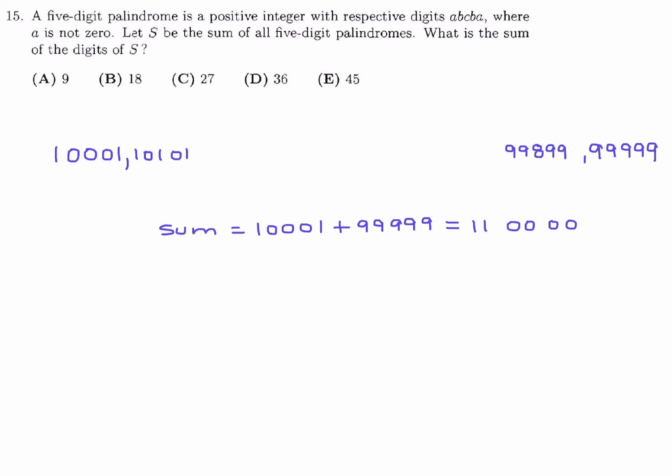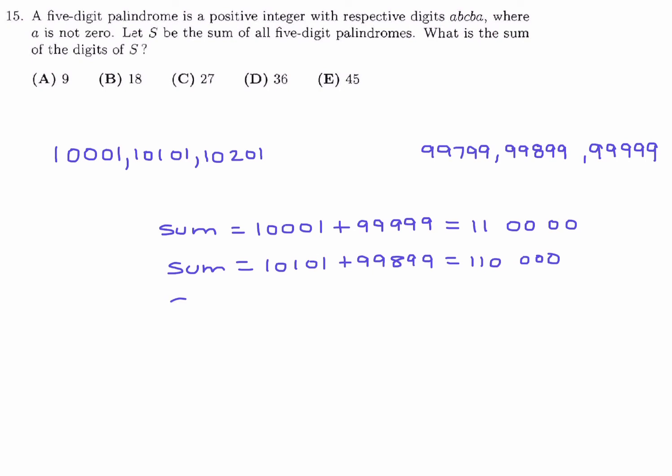99899. What's the sum there of those two guys? Well, 10101 plus 99899, and that sum is 110000. Same thing. Let's do one more, just to convince you. The third smallest, I guess, and the third largest, so 99799. Let's get the sum there. And that, as I'm sure you probably predicted, is the same.